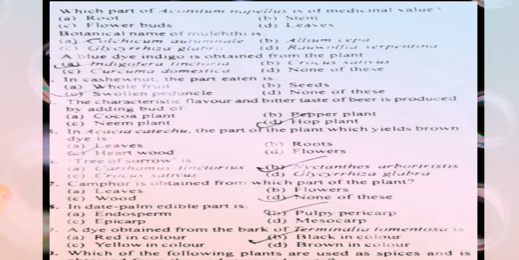The first question is: which part of the Aconitum napellus is of medicinal value? The four options given are root, flower buds, stem or leaves. First of all, we study the question very carefully. In the case of Aconitum napellus, the root part is used for medicinal purposes.